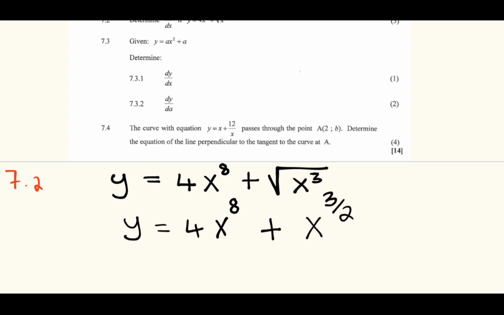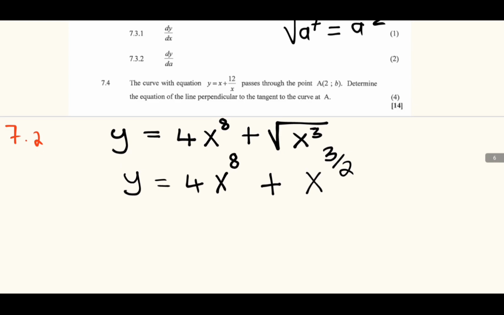So we know that if we had the square root of a to the power 7, this is just the same as a to the power 7 over 2. So we are going to differentiate x to the power 3 over 2 instead of differentiating it in the form of the square root of x cubed.